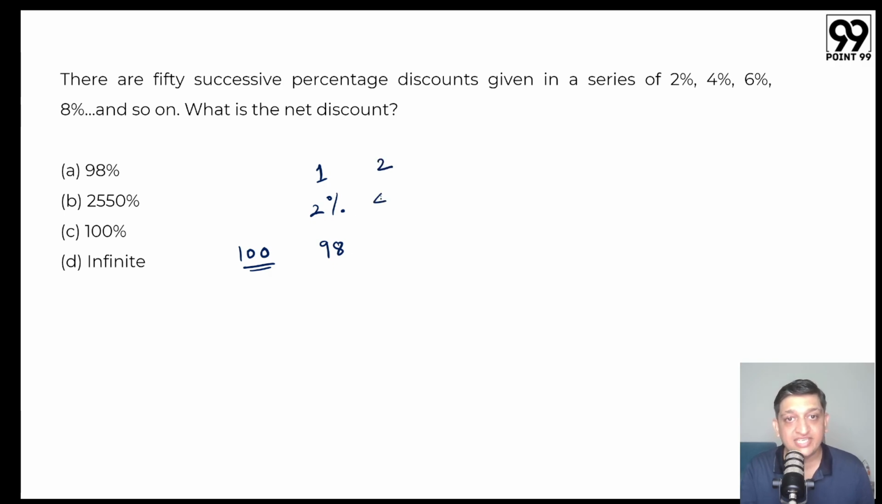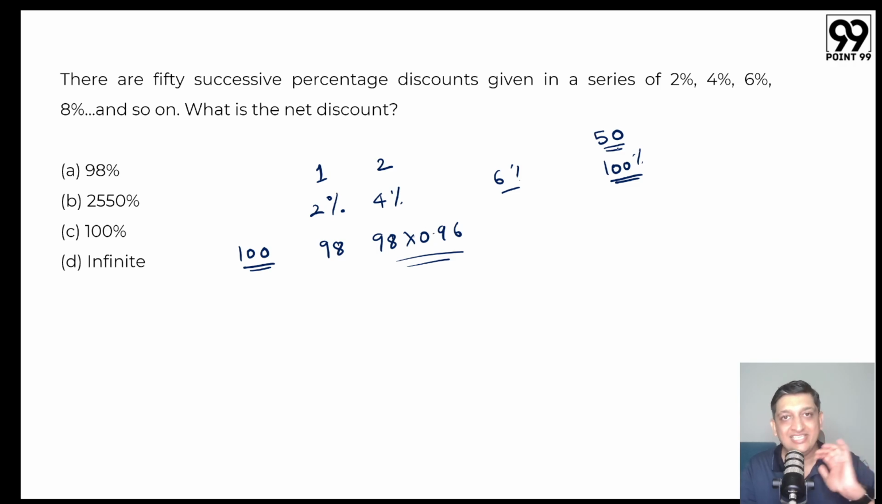Now you are going to give a second discount of 4%. You are going to get a discount of 4% on 98 rupees. So it's going to be 98 into 0.96. That is going to be the fresh marked price now. Again, you give a discount of 6% on this fresh marked price and the series keeps on progressing. You have to understand one small thing here. The 50th successive percentage discount is going to be 100%, which means that whatever is the marked price, the entire thing will be waived off and you will end up getting it for free. So in this particular case, the net discount is going to be option C, that is 100%.